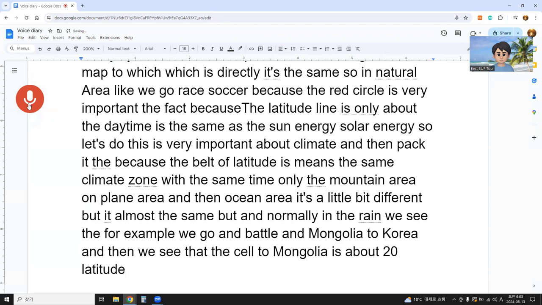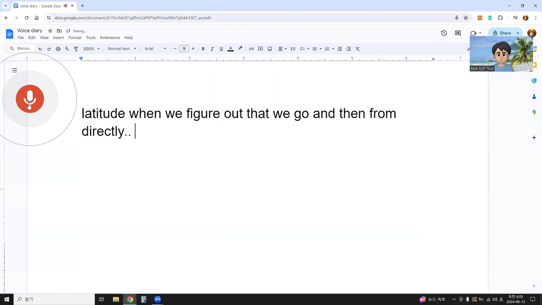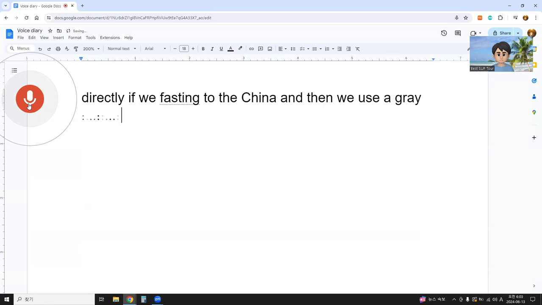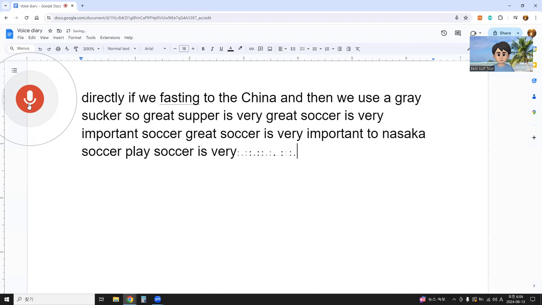When we figure out how to go directly, if we pass over China, we use a great circle. The great circle is a very important circle, a very important path along which we move.